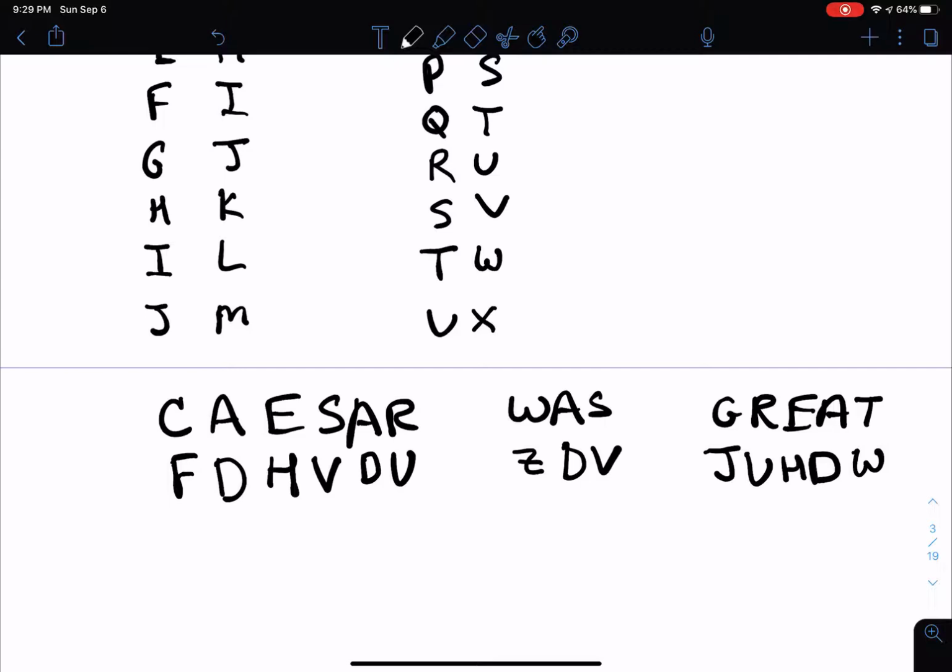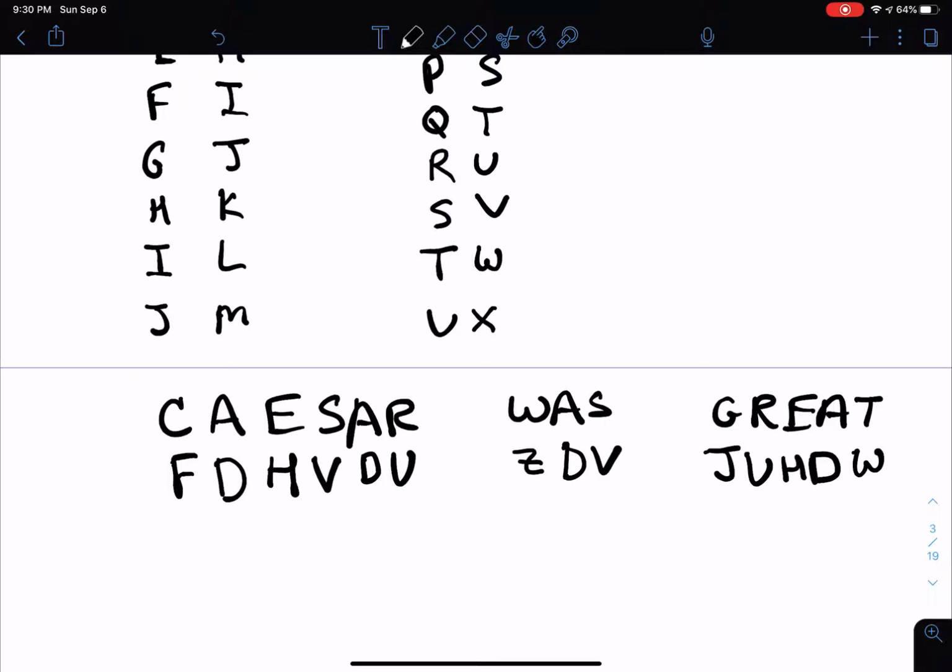You can start making some guesses and replacements, and eventually things kind of fall into place. It's a little too easy to break, and for that reason, it wasn't used too long by Caesar. And he also didn't trust Cicero, but anyhow.